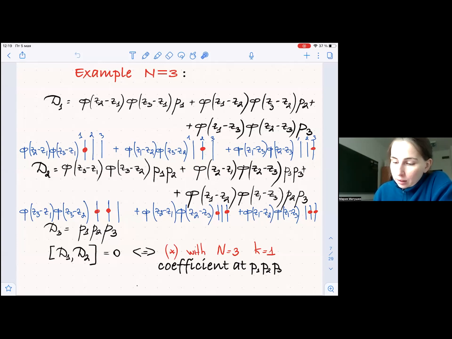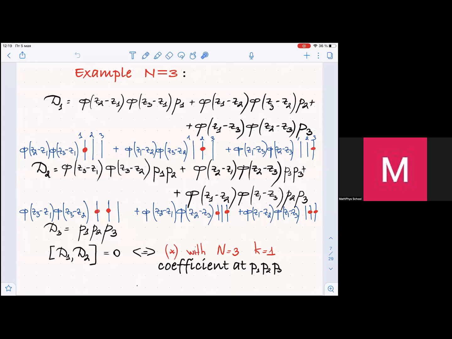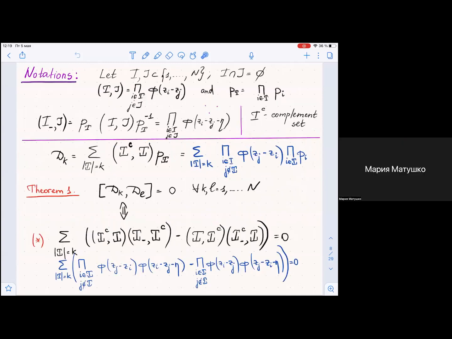More notations because I am going to generalize the matrix case. We cannot hear you properly. Probably, could you please switch your camera off? Okay. Now it's better. Thank you.